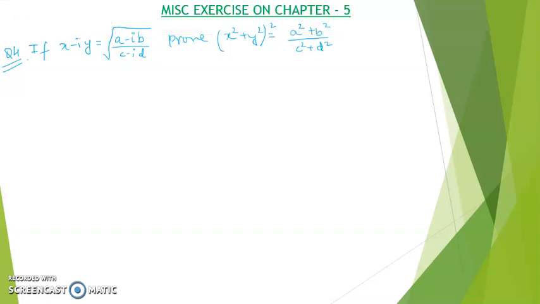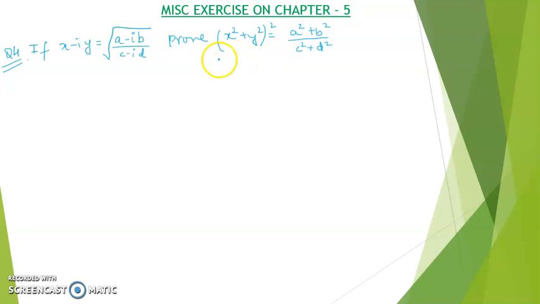So as we have started with miscellaneous and I have solved previous questions, now we're starting with question number 4. If x minus iy is equal to square root of (a minus ib) upon (c minus id), prove that (x square plus y square) whole square is equal to (a square plus b square) upon (c square plus d square).